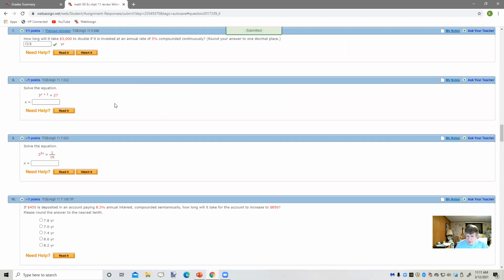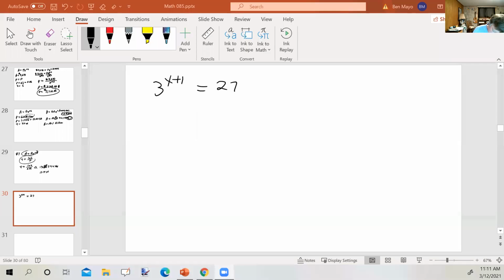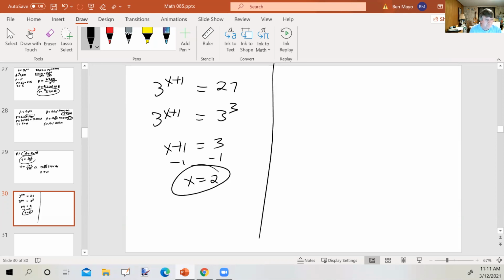All righty. Let's take a look at this next problem. It says, solve the equation 3 to the x plus 1 equals 27. In this case, I can write 27 as 3 to some power. Since the base on both sides is the same, the exponents are equal, and x equals 2.